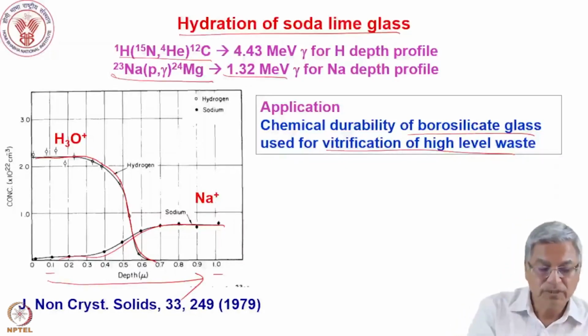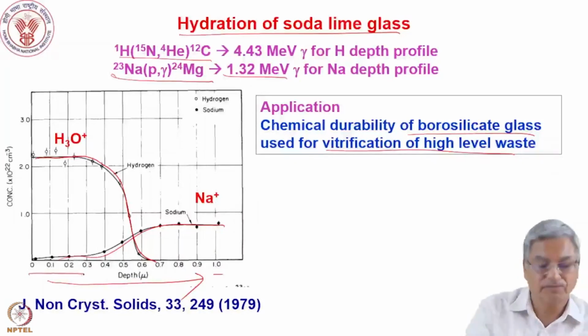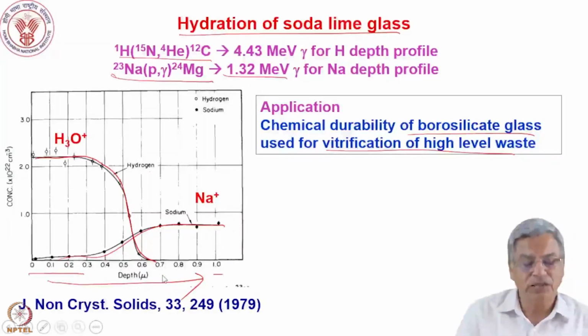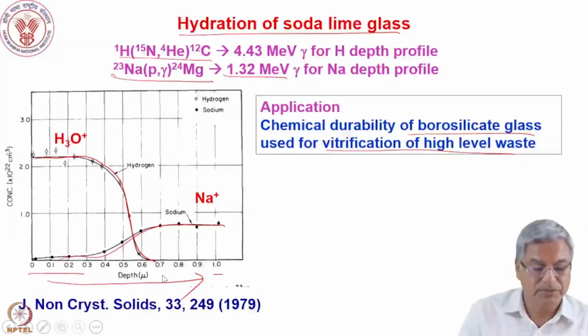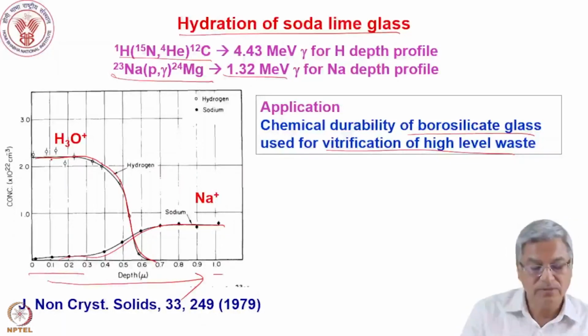So what they see is that from the surface, sodium is coming out. Depth means this is the surface. So from the bulk, sodium is coming out into the water, and hydrogen is getting into the bulk from the surface. So the surface is in touch with the water, high hydrogen, and gradually water is ingressing in. So you can find out the rate at which the exchange is taking place.